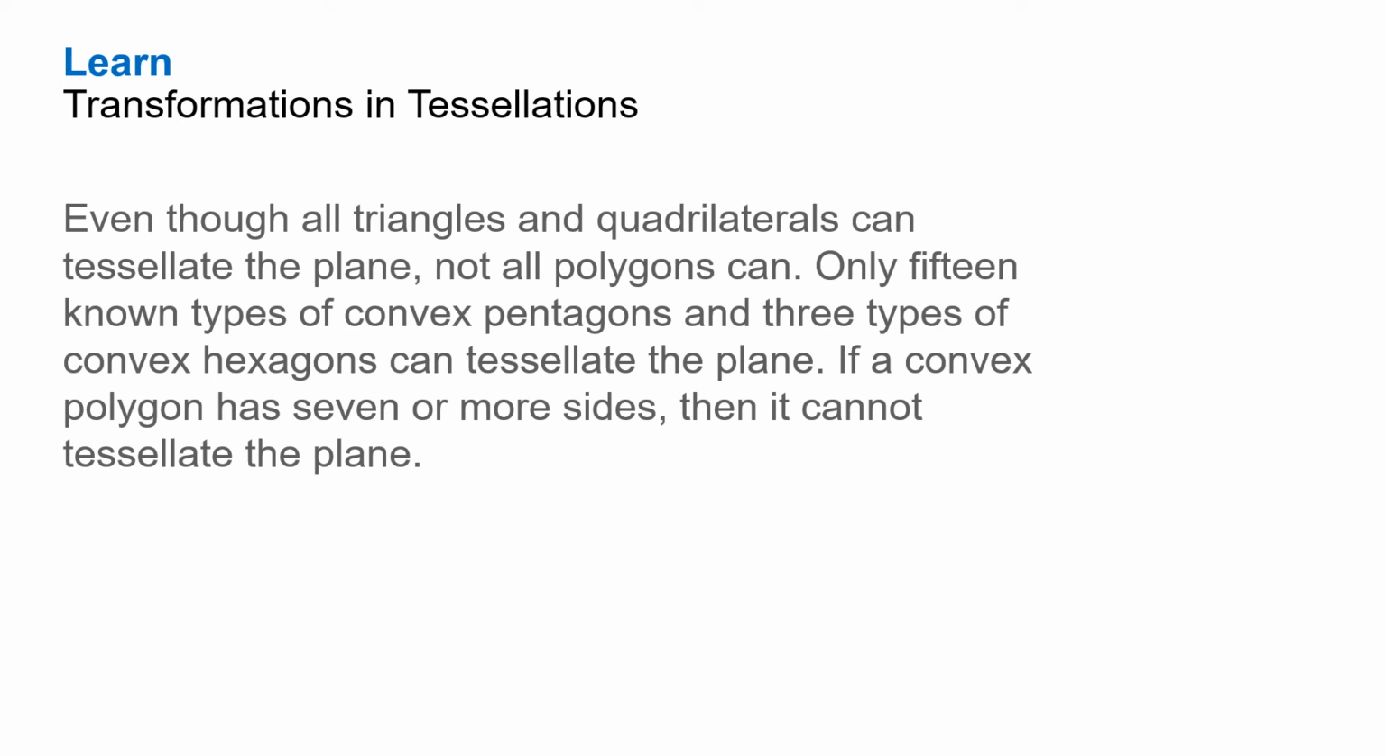Even though all triangles and quadrilaterals can tessellate the plane, not all polygons can. Only 15 types of convex pentagons and 3 types of convex hexagons can tessellate the plane. If a convex polygon has 7 or more sides, then it cannot tessellate the plane.